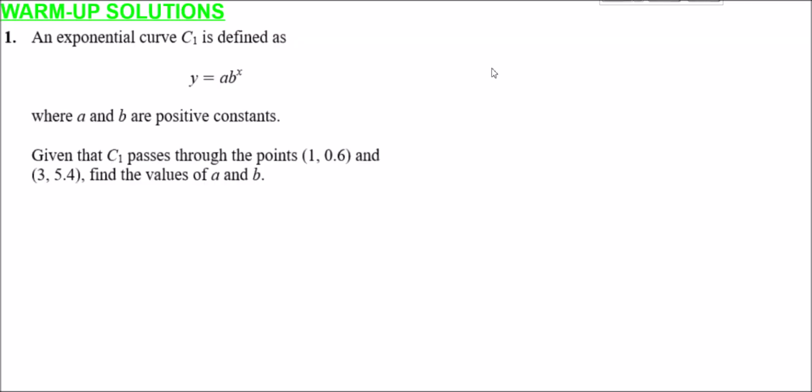So we have an exponential curve C1 defined as y equals ab to the power x. A and b are positive constants. So it tells us here they're positive. Very good. So C1 passes through points 1, 0.6 and also 3, 5.4. For the values of a and b, here what we have in essence is some simultaneous equations we can set up ready to go.